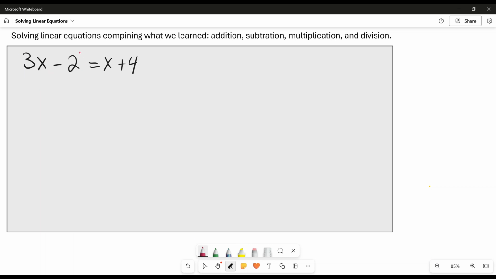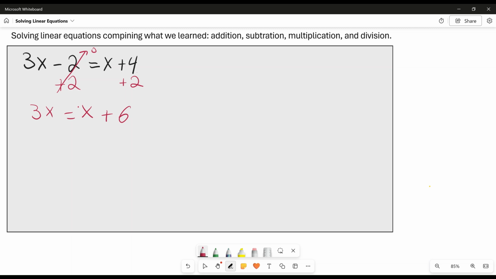So I'm going to move that 2 to the left side. So to do the opposite of subtraction, I'm going to add 2 to both sides. Here, this will become 0. So I'll get 3x equal x plus 6. And then I'm going to move the x to my right side.